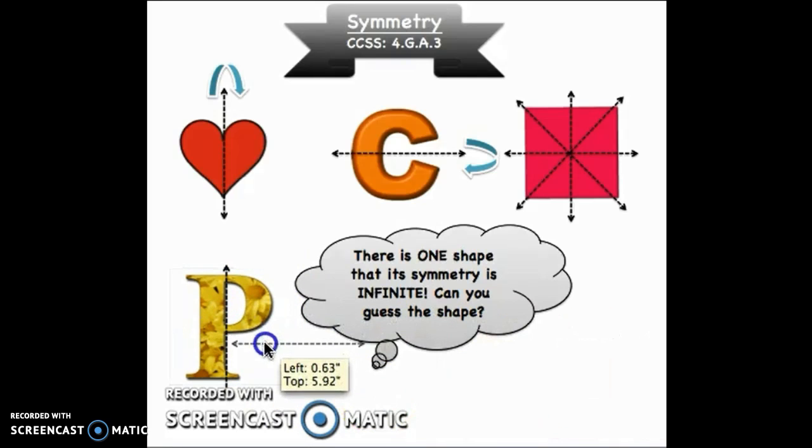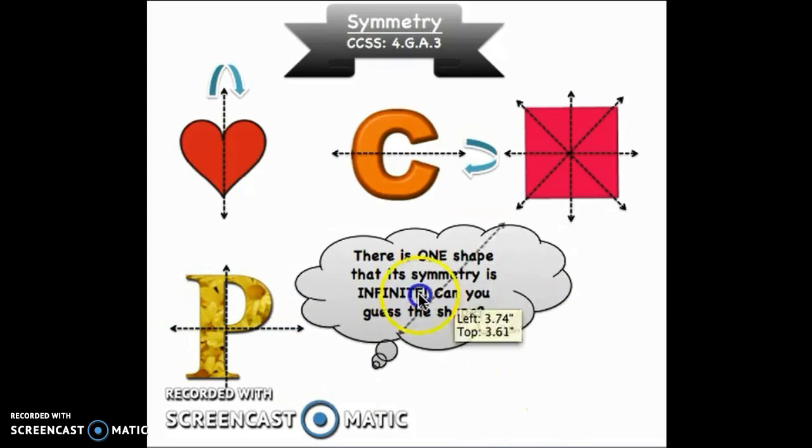If I try a horizontal line of symmetry, where I'm taking the top part, folding over to the bottom, once again, I'm not getting matching parts. So it's not symmetrical going horizontally. Now we can try our diagonal lines like we did on the square, and once again, I can already see that if I were to fold it over these lines, I'm not going to get any equal or matching parts. So this letter P is not symmetric. It does not have any lines of symmetry.